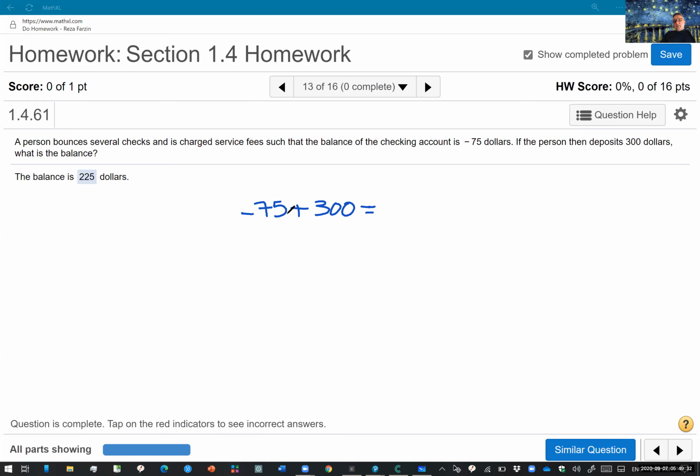All right, so then here, what's the operation going to be? They're different signs. When two numbers have different signs, what's the operation? Subtraction. And what's the overall sign going to be of the result? Positive, because the larger number is positive. So 75 from 300 gives us 225. So the final balance on the account is 225. That's the current balance. That's it.